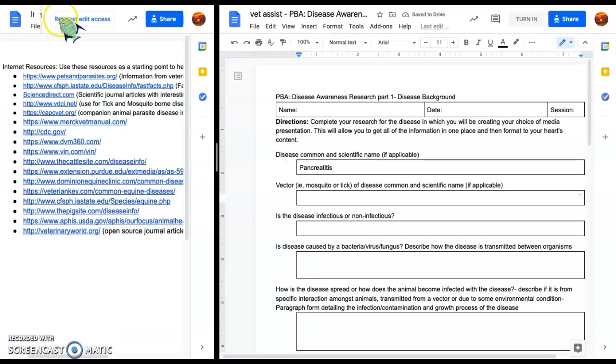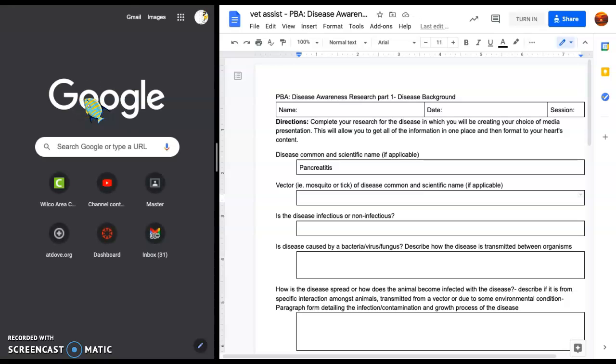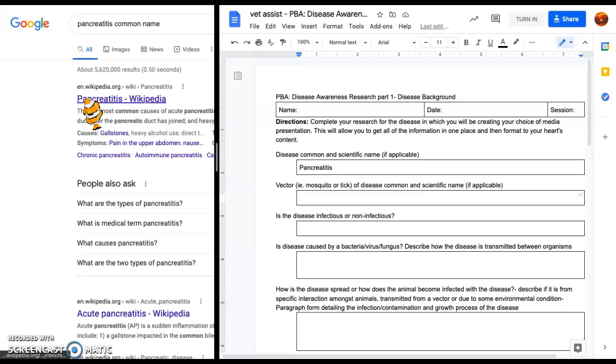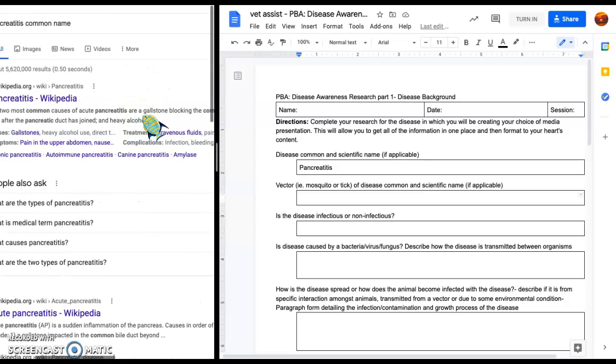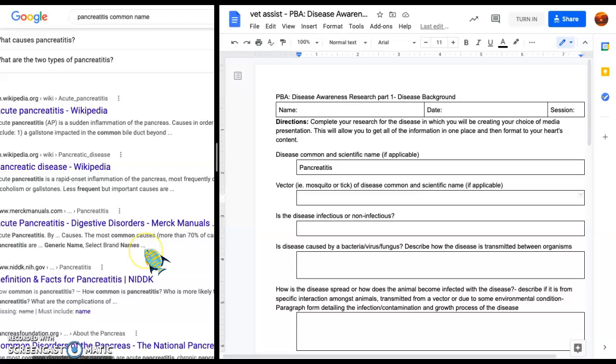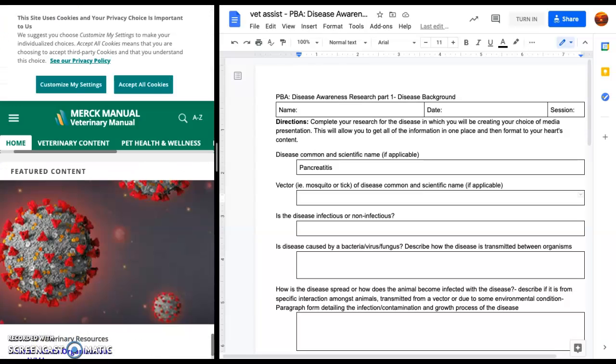I can come over here, I can open up a new tab, and I can say pancreatitis, common name. So pancreatitis, that is the name, acute pancreatitis. Alright, cool. Pancreatic disease. So there's not really a different name for it, so I don't have to worry about that. So that's just going to stay here. Vector. Mosquito or tick of disease, common or scientific name. Pancreatitis is not caused by a vector or parasite.